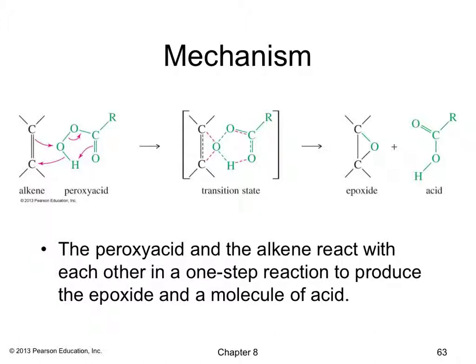Now, the mechanism. So the mechanism is deeply tied with how you draw out the peroxy acid. So you want to draw out the peroxy acid where the carbonyl is here and the oxygens are here and the hydrogen. So essentially you want the oxygen over here and the hydrogen over here and this sort of five-membered potentially ring structure. And so if you draw this correctly, then drawing out the mechanism is easy.